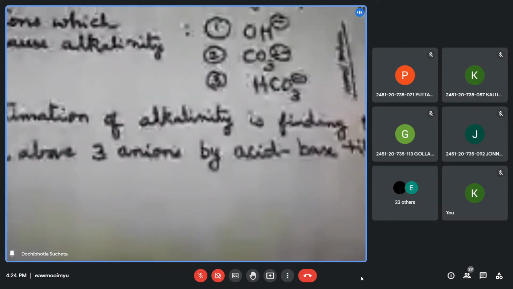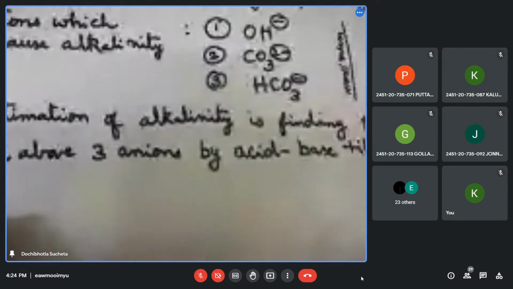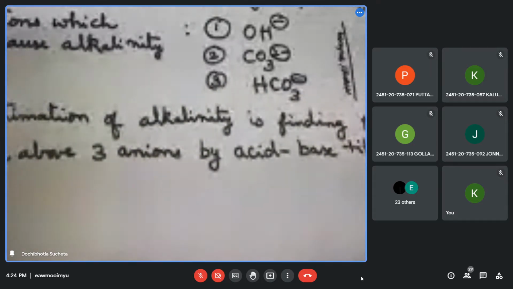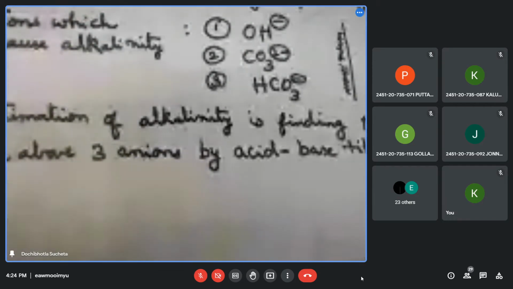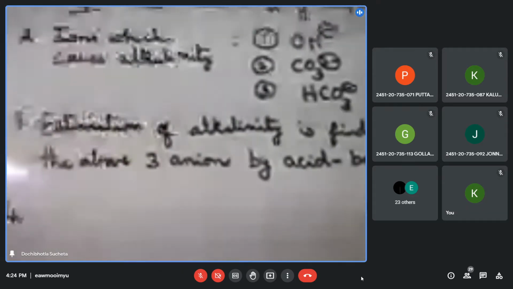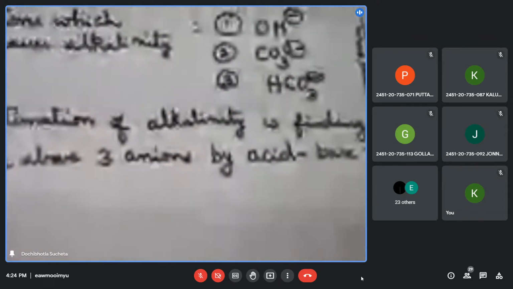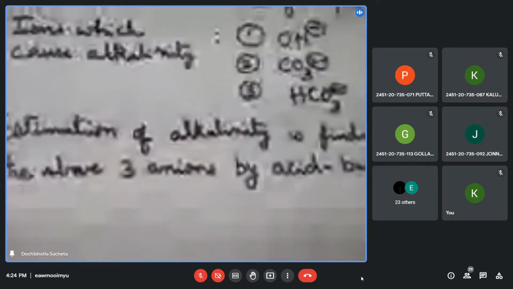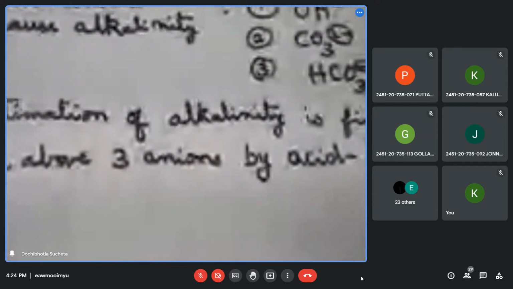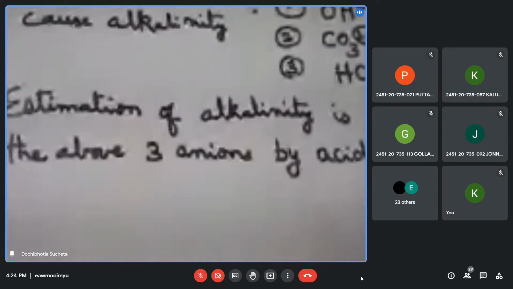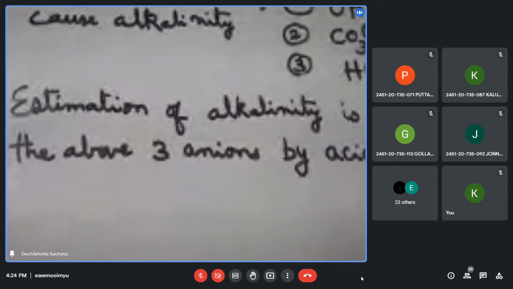Fine. So what's the fourth point I'd like to tell is, in this experiment, because I'm doing an acid-base titration, I'll use indicators. Now, what are the acid-base indicators that I'm using?